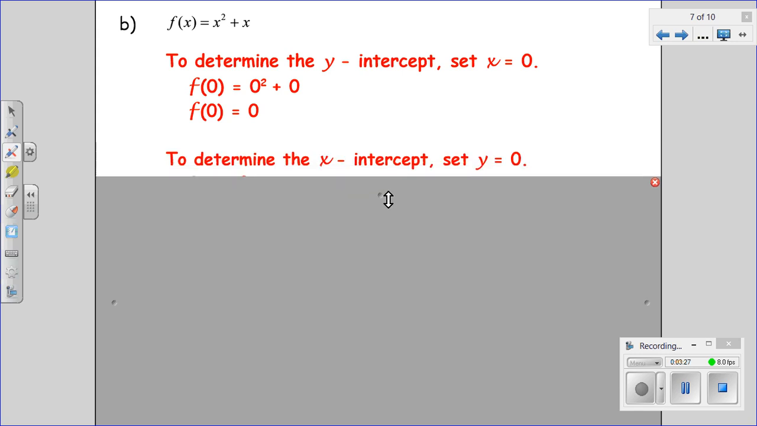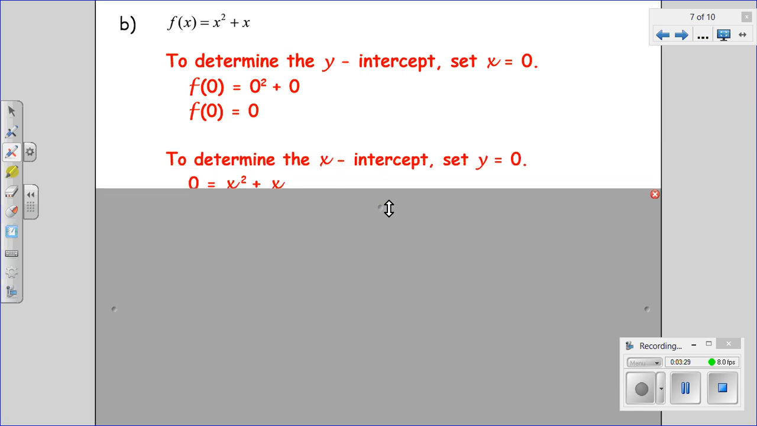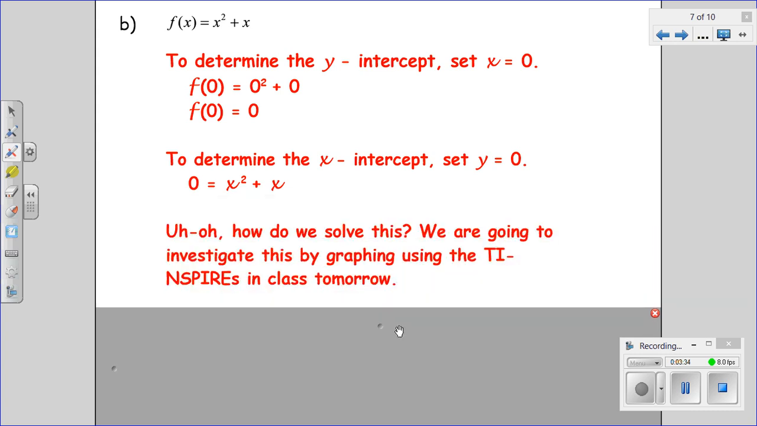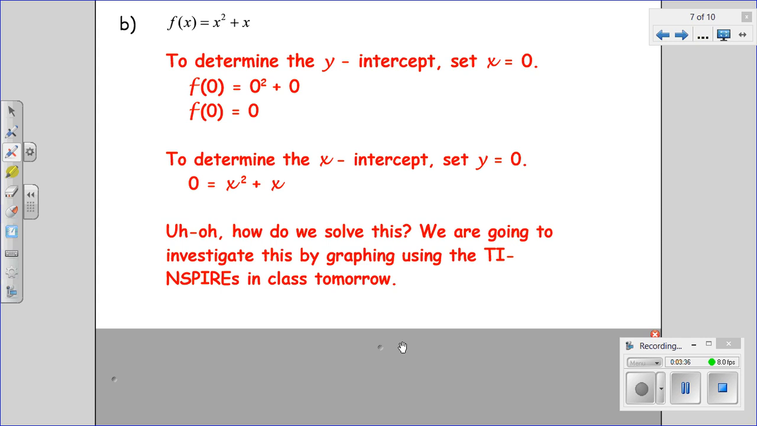For the x-intercept, we're going to set y equal to 0. Now it's a little more challenging. We're not sure how to do this, and we're going to work on that using the TI-Nspires.